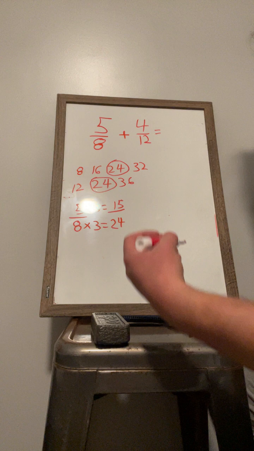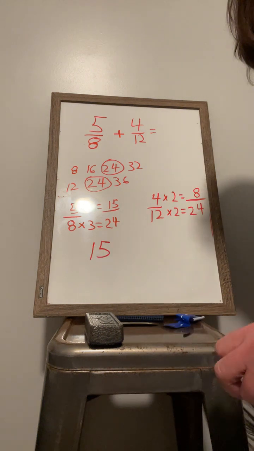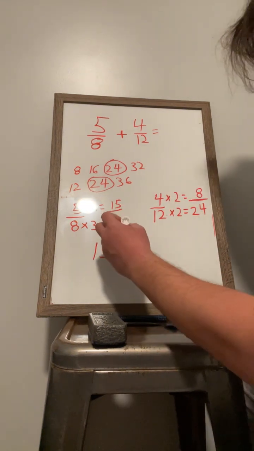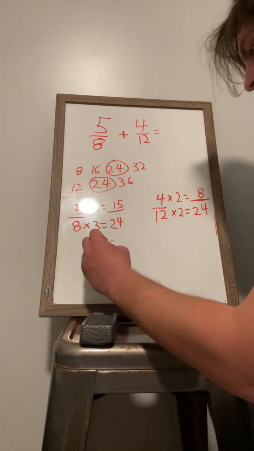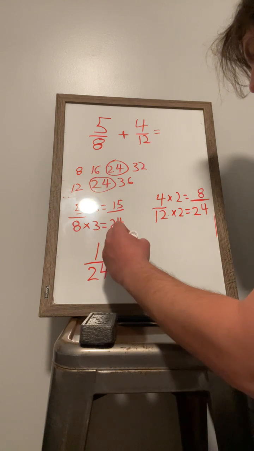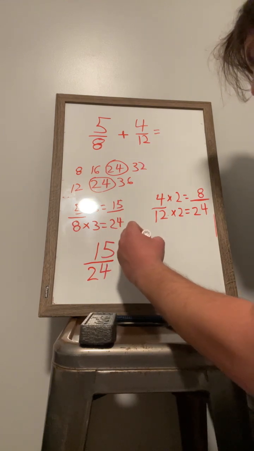I have now converted 4/12. 4/12 would be equal to 8/24ths. 5/8 would be equal to 15/24ths. So now we have our new fraction problem. So we have 15/24ths plus 8/24ths.